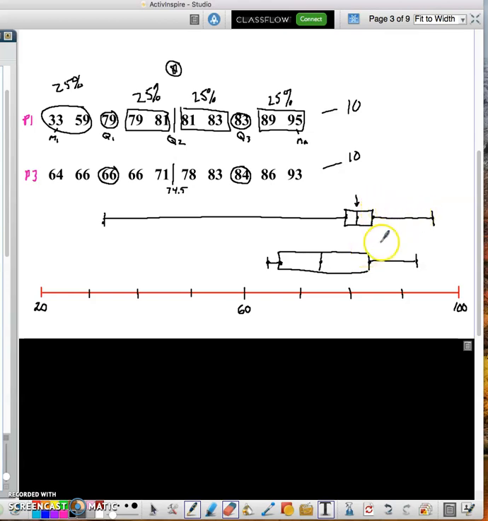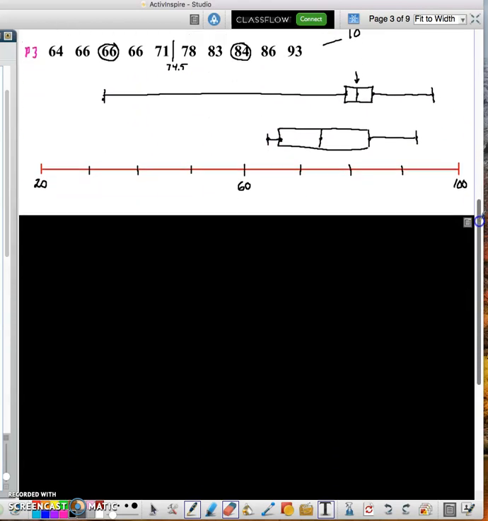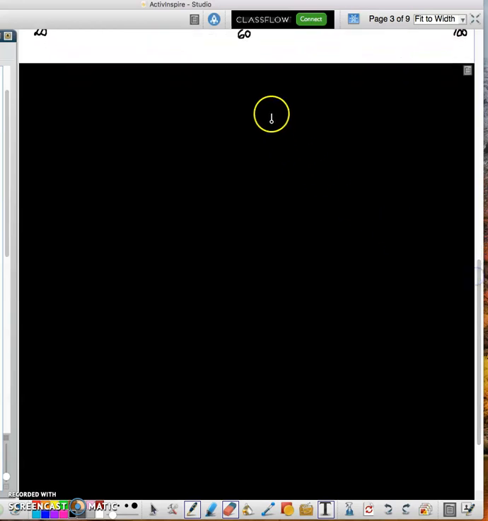Well, there's a lot of different answers. Here, this class did better because they had a higher grade student. This class did better because the top 25% did better than their top 25%. You could say this class did better because their lowest quartile is higher than their lowest quartile. So let's look at some specific examples.